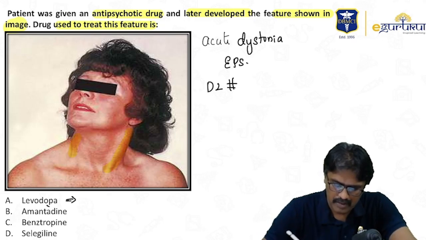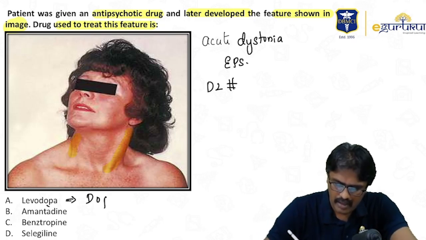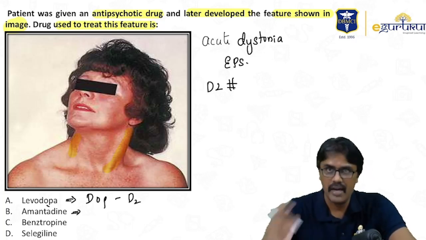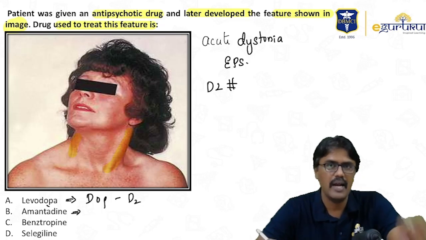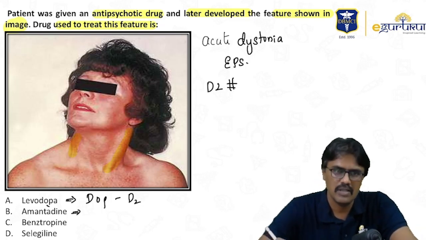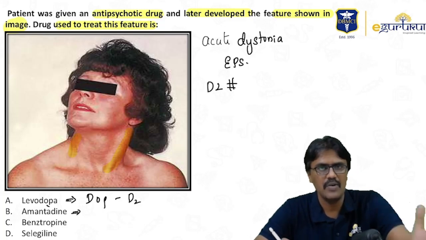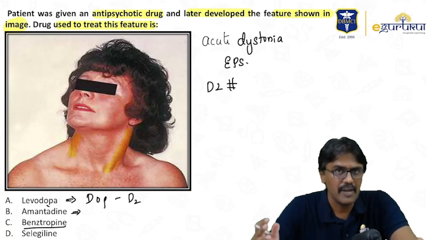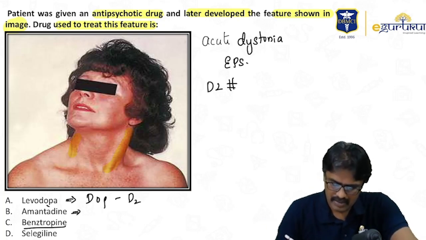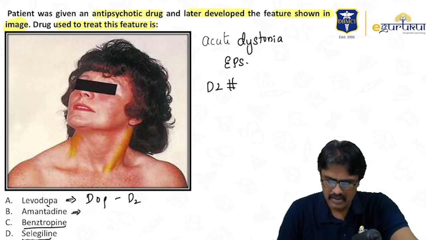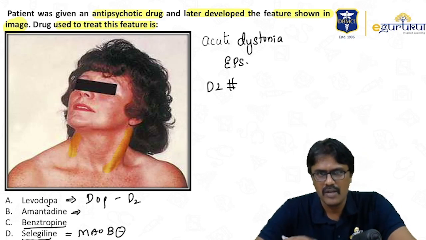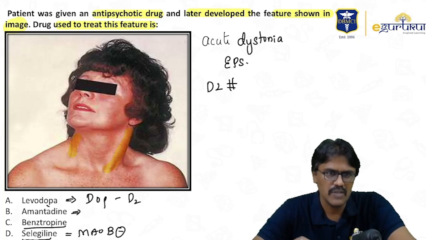Levodopa. Now, levodopa is a prodrug which becomes dopamine and it will act on the D2 receptor. Amantadine is an NMDA antagonist, an anticholinergic drug which has anti-dyskinetic property. It doesn't cause dystonia. I told you already it causes livedo reticularis. Benztropine is an anticholinergic drug used in drug-induced Parkinson disease. Now, what about selegiline? Selegiline is a MAO-B inhibitor. Now, what is the question asking? What is the drug used to treat this feature?